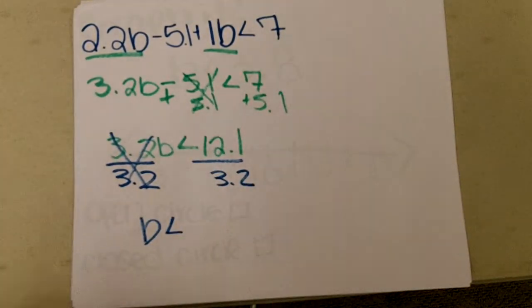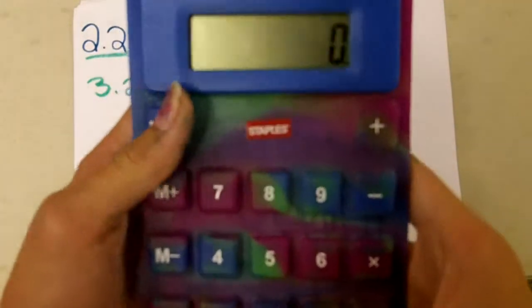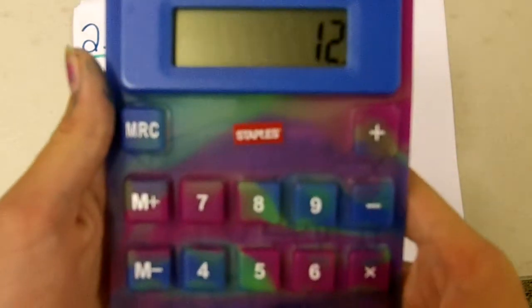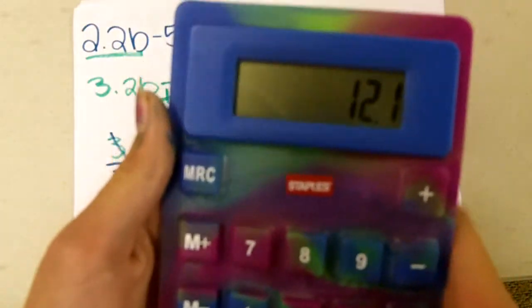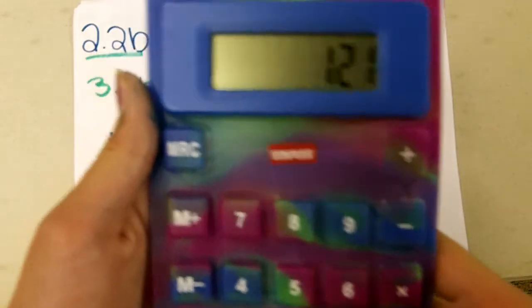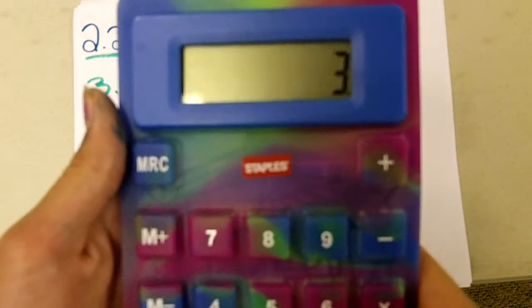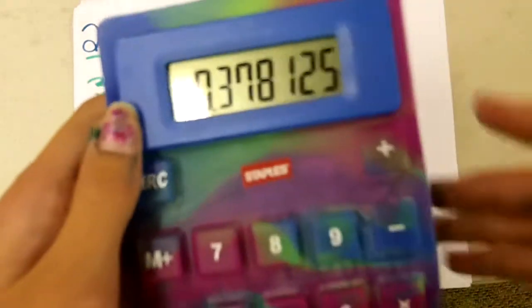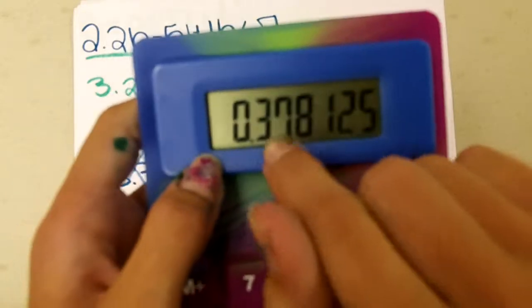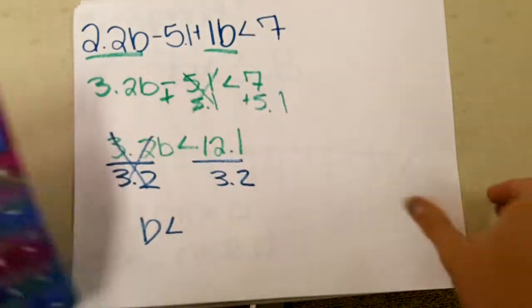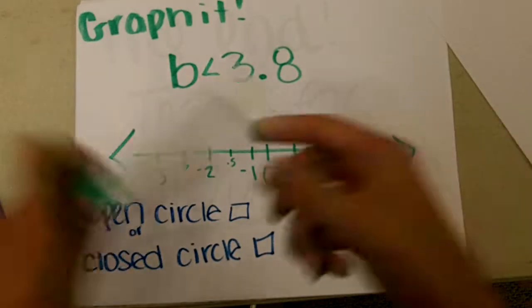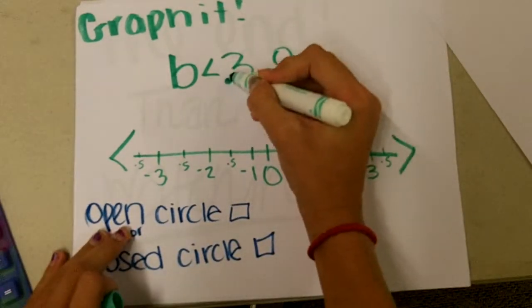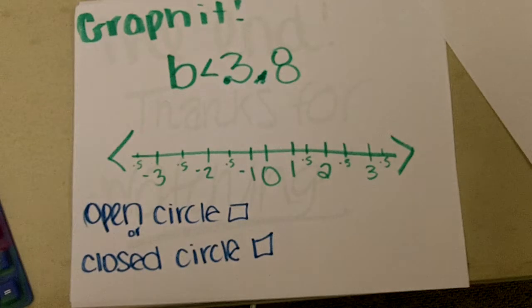Now, since no one can obviously do that in your head, you need a calculator. 12.1 divided by 3.2 equals a really long number. So let's just say you have to round it to the nearest tenth. So that would be 0.38. It's right there.